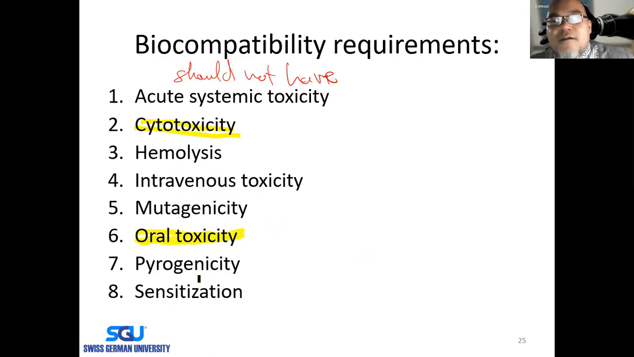Pyrogenicity, where it can cause fever. Or sensitization, especially where it can cause an allergic reaction.